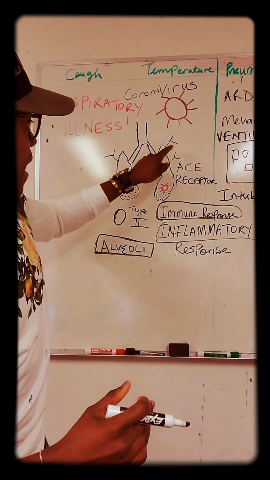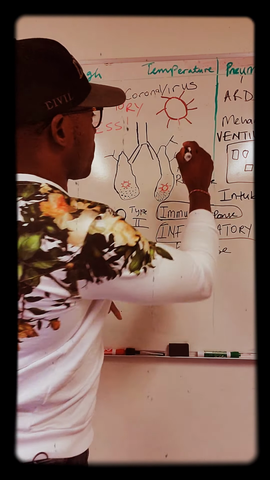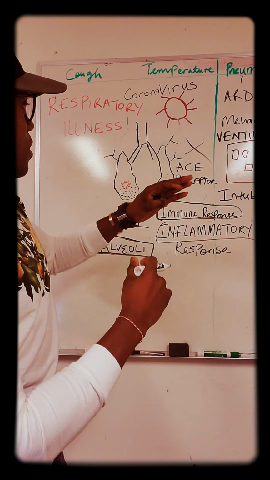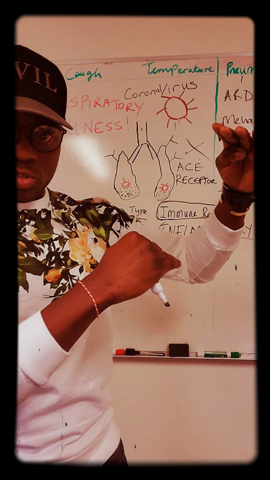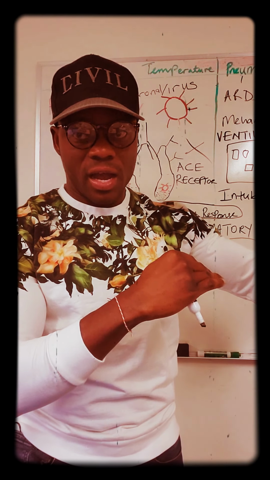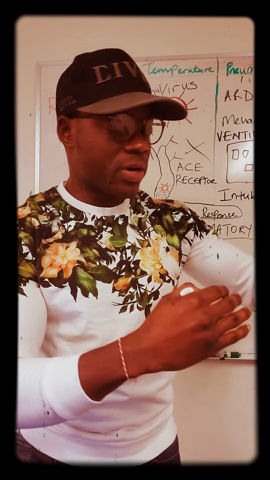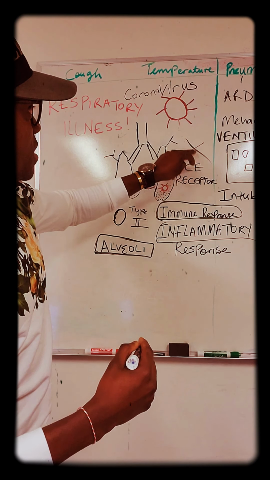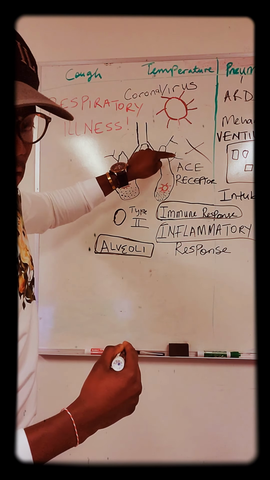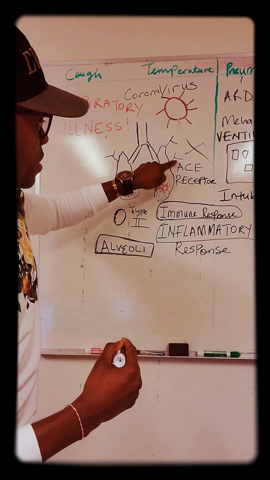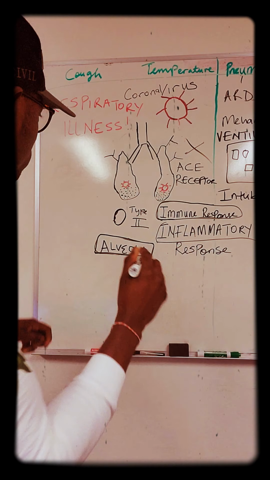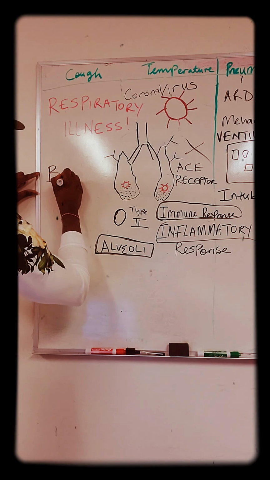Once this virus attaches itself to that, it stops the process. So now you can't regulate your blood pressure. This is why it's so dangerous for people that have high blood pressure. It stops that process. With that process being stopped by this virus because it attaches to the ACE receptor, there's a buildup of this molecule called bradykinin.